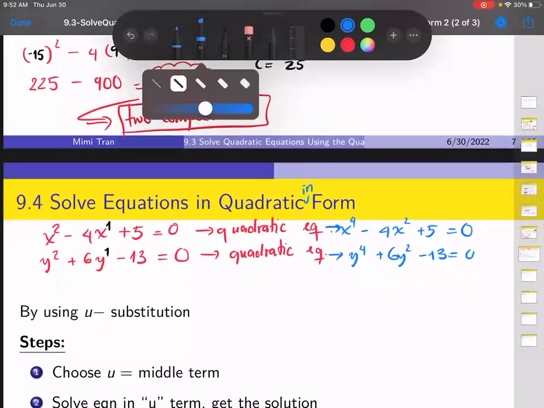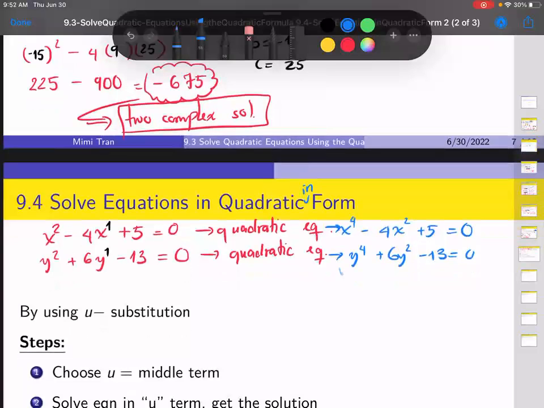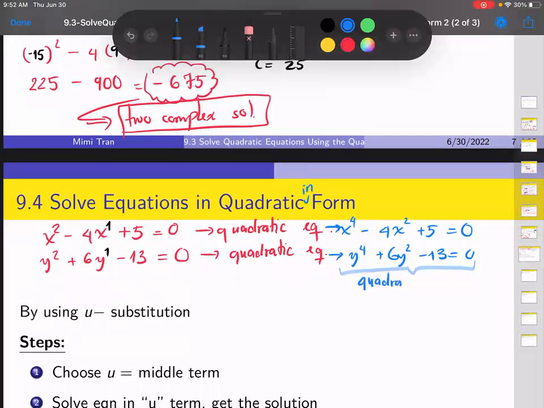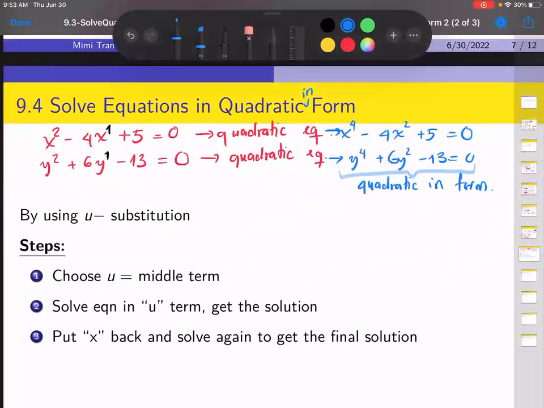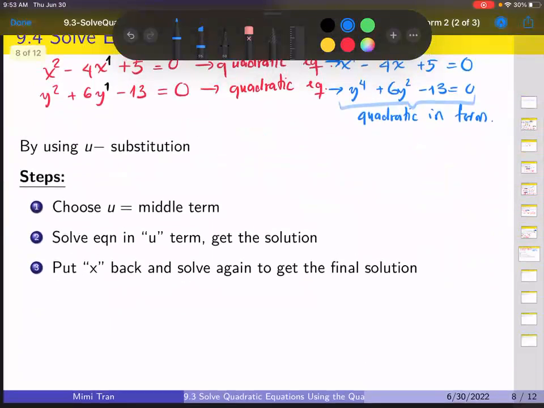So these are called quadratic in form. It looks like it's quadratic, but it's just in disguise. I'll show you why we call this quadratic: because we can solve this using the quadratic formula, or even mostly factoring, by using substitution. So the first step is we're going to let u equal the middle term.